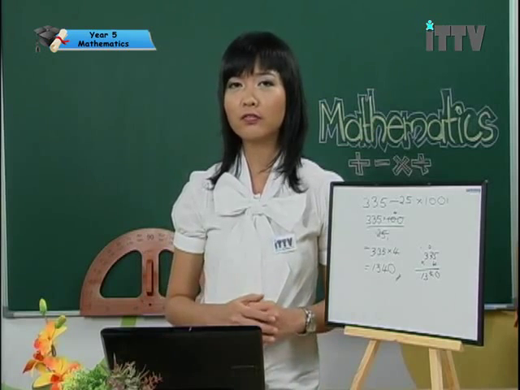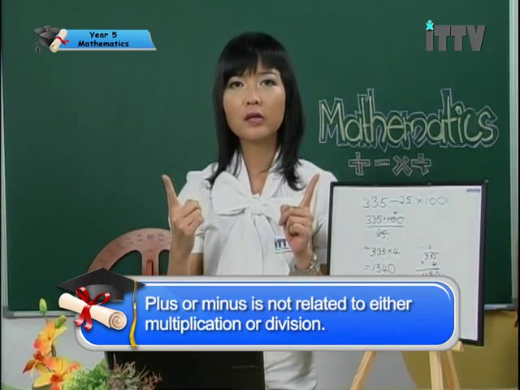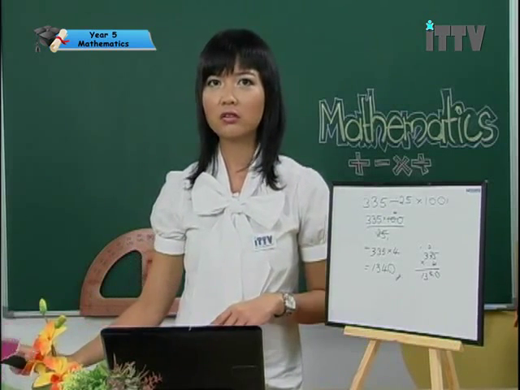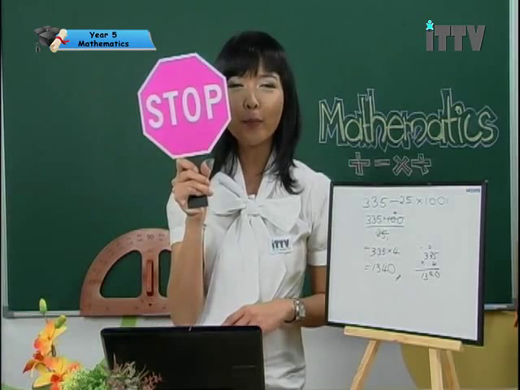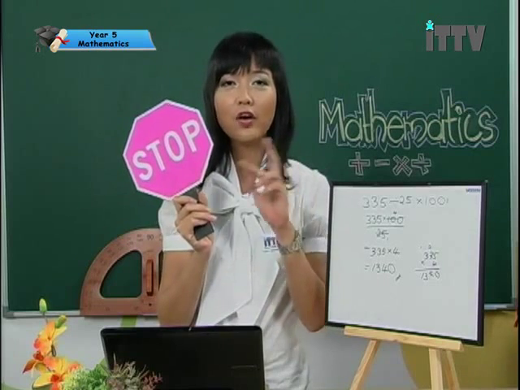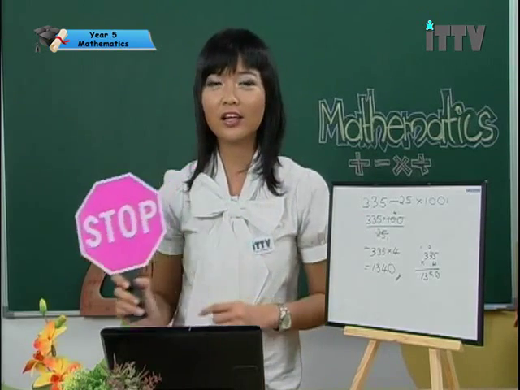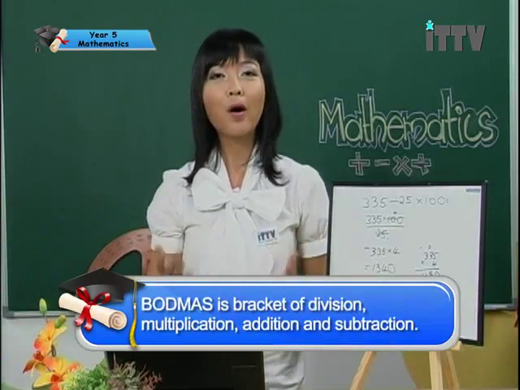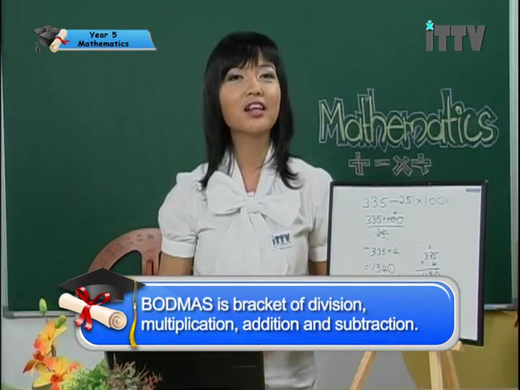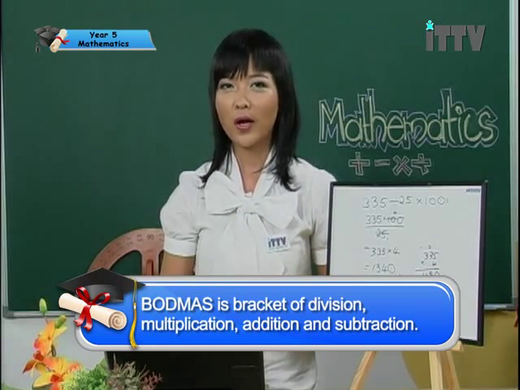Now, what if we have plus or minus mixed together with multiply or divide? These two are not related. So, we cannot go. We have to stop. When you see mixed operations like this that are not related being put together, you have to stop. And remember this formula that is called BODMAS. BODMAS stands for brackets, of, division, multiplication, addition, and subtraction. When you remember BODMAS, it will help you to solve the question.